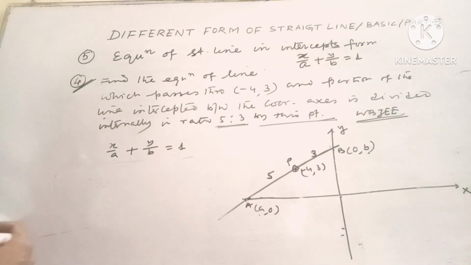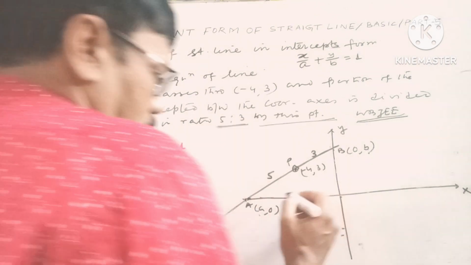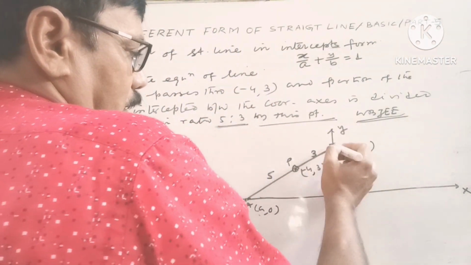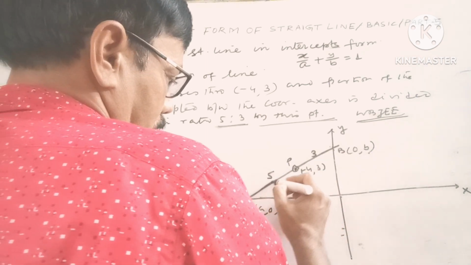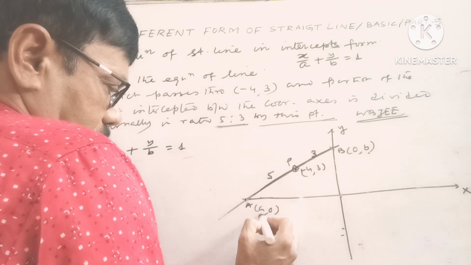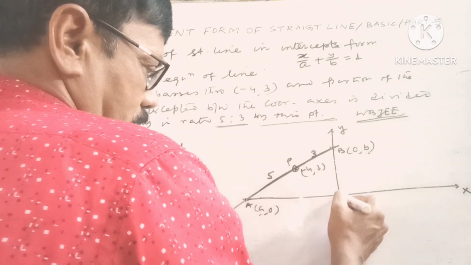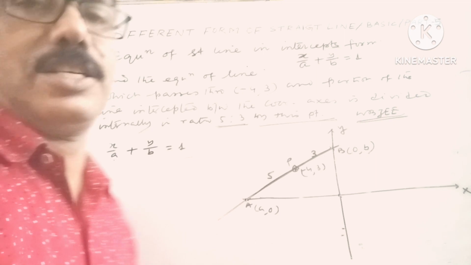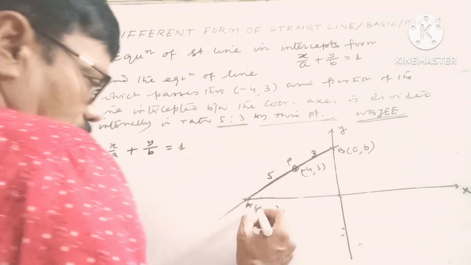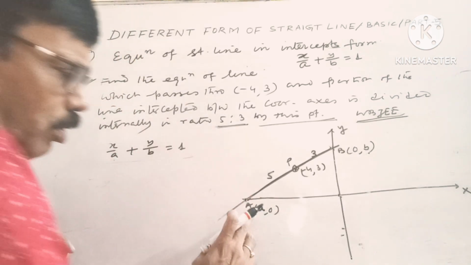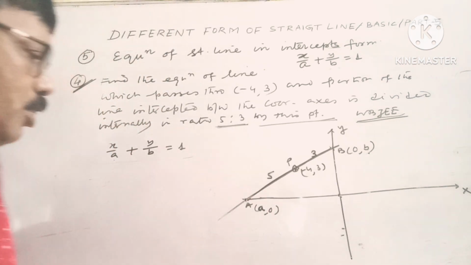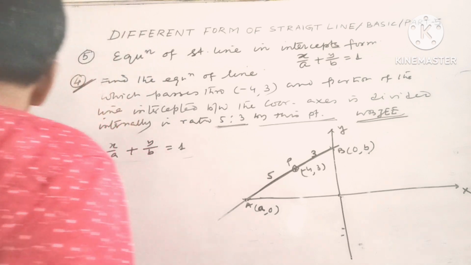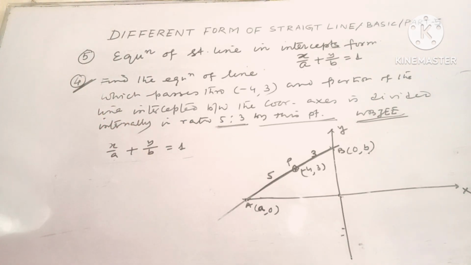Intercepted between the coordinate axes. So this is the x-axis and this is the y-axis. Now it passes through (-4, 3). It cuts the x-axis at (a, 0), so OA is the x-intercept, and the y-axis at (0, b). You may say that it is (-a, 0), but a is any number, so no need of taking minus. So x by a plus y by b equals 1. This is the intercept form.